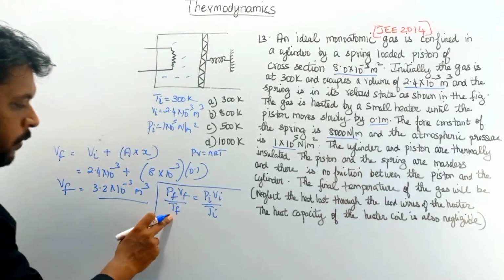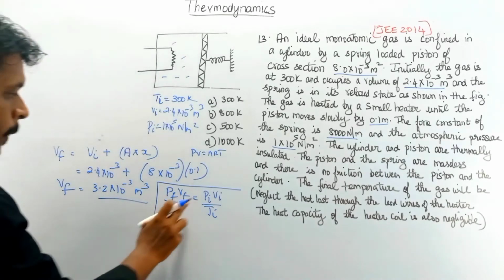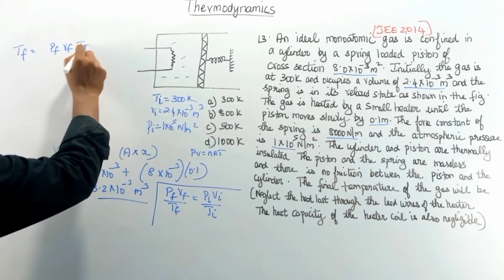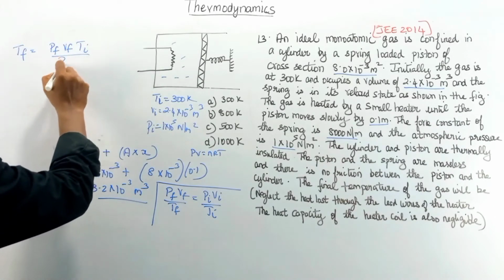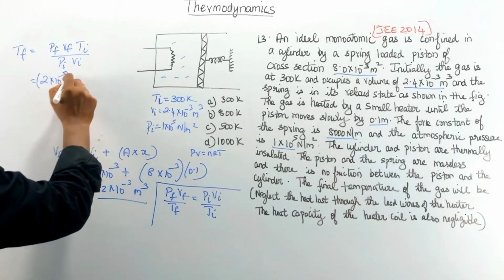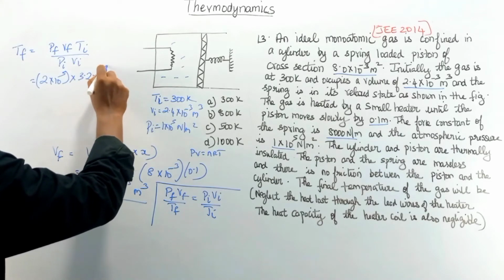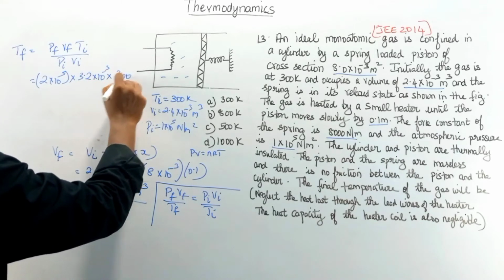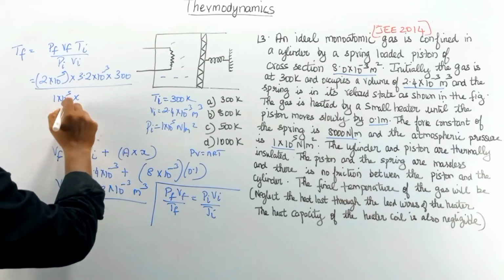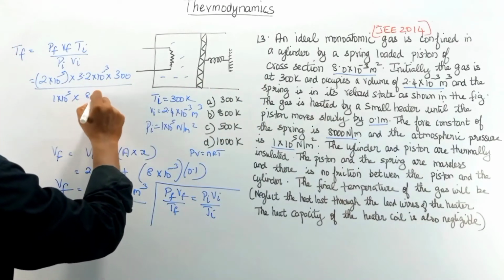Here, if we want to find the TF, it will be equal to PF VF TI divided by PI into VI. So when you do this calculation, 2 into 10 power 5 into the final volume, 3.2 into 10 power minus 3, into Ti, that is 300 Kelvin, divided by 1 into 10 power 5 into the initial volume, 8 into 10 power minus 3.